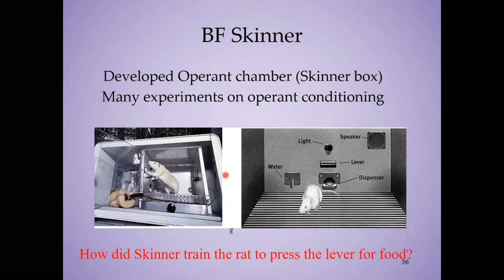And then it would have a number of features. So the operant chamber would have some sort of stimulus that the animal could act upon. So if you had a rat, maybe you'd have a lever there that the rat could learn to press. If you had a pigeon, you might have a disc there that the pigeon could peck at. You also would have some way of dispensing reinforcement, what you might think of as a reward.